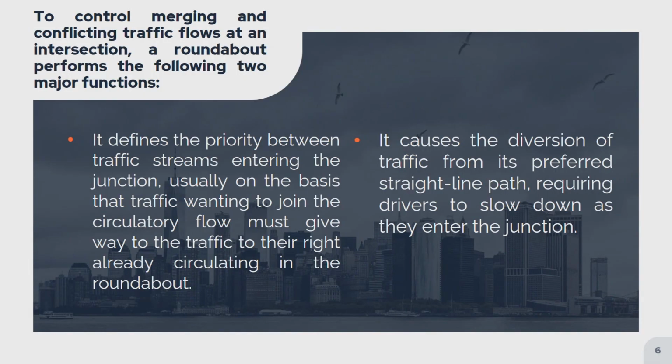To control merging and conflicting traffic flows at an intersection, a roundabout performs two major functions. It defines the priority between traffic streams entering the junction, usually on the basis that traffic wanting to join the circulatory flow must give way to the traffic to the right already circulating in the roundabout. It also causes the diversion of traffic from its preferred straight line path, requiring drivers to slow down as they enter the junction.